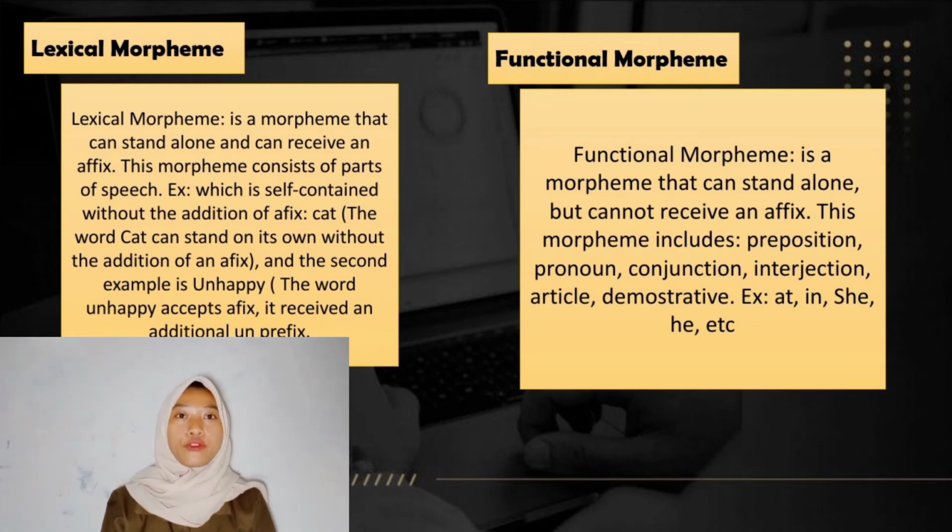The second is functional morpheme. A functional morpheme is a morpheme that can stand alone but cannot receive an affix. This morpheme includes preposition, pronoun, conjunction, interjection, article, and demonstrative. Example, at, in, she, he, and so on.